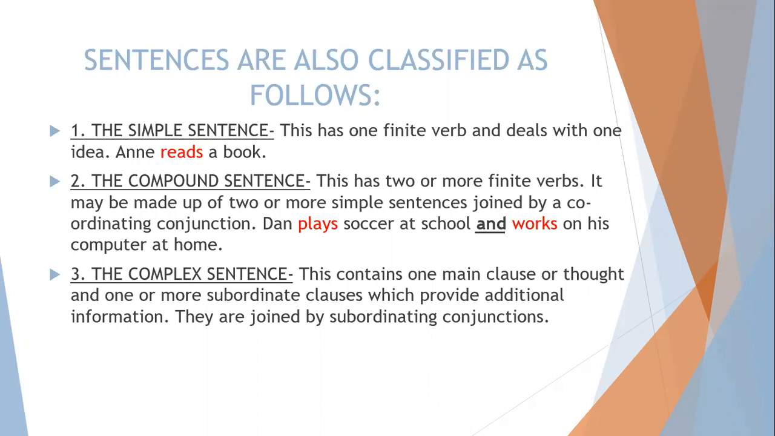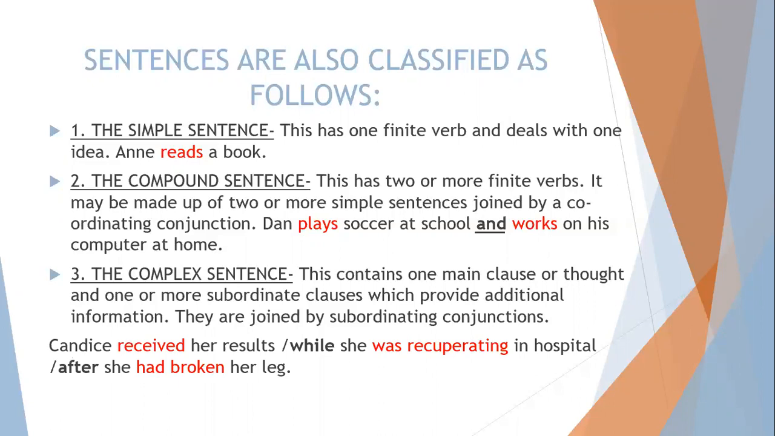So make sure that you understand your coordinating conjunctions really well, all 6 of them, and that should then help you to know what your subordinating conjunctions are. So make sure you understand those rules quite carefully. Compound sentence, coordinating conjunction; complex sentence, subordinating conjunction. So it's an independent clause with your subordinate clause. Have a look at this example. Candice received her results while she was recuperating in hospital after she had broken her leg. That is your example of a complex sentence.